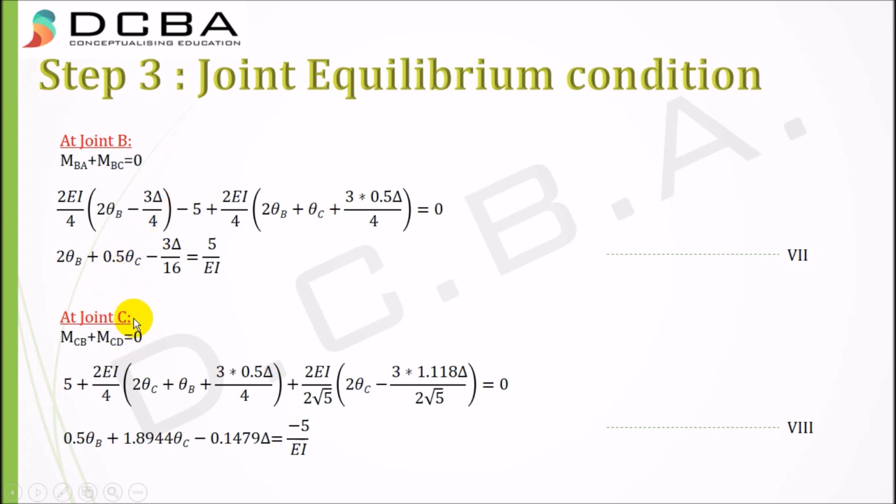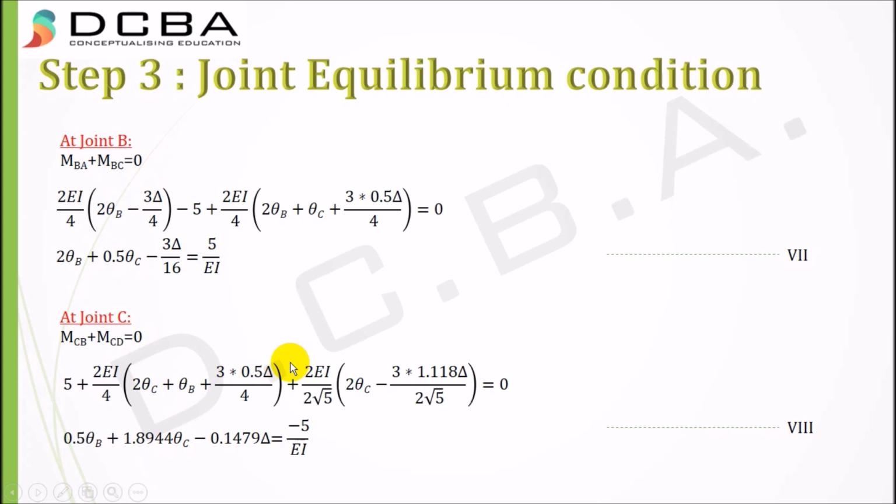So MCB plus MCD would be equal to 0. Now this whole equation is MCB, this whole equation is MCD, and it is equal to 0. I simplify this, and I get 0.5 theta B plus 1.8944 theta C minus 0.1479 delta equal to minus 5 by EI. We name these two equations 7 and 8. So this is the second equation, and we require one more equation now to solve them simultaneously.